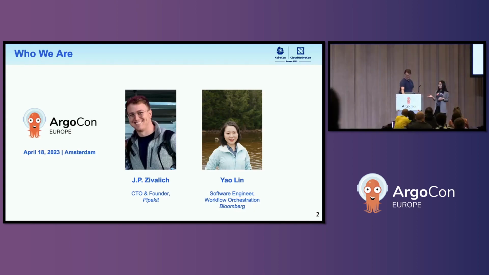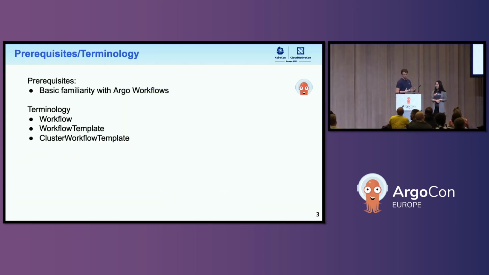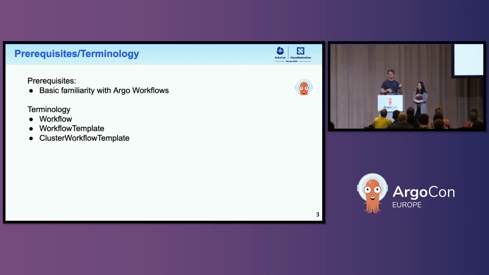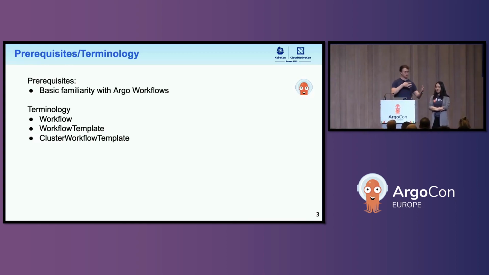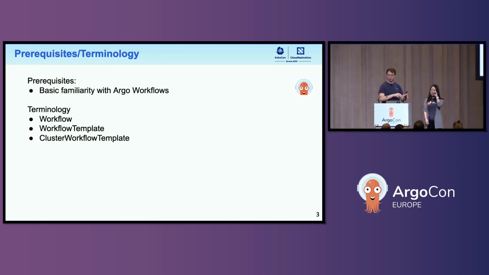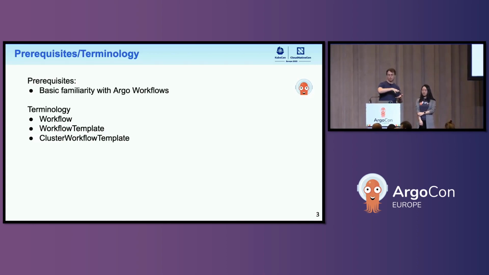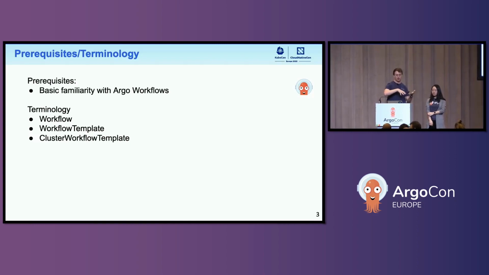Yep. All right. So in order to get the most out of this talk, you'll need a basic familiarity with Argo workflows. We'll be using a couple different terms. So the first is a workflow. A workflow is a series of steps that either orchestrate different units of work or a unit of work that is executing within a pod on Kubernetes.